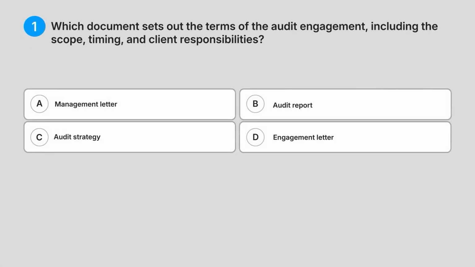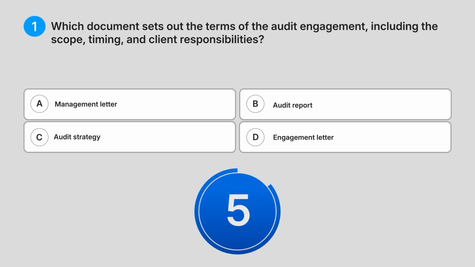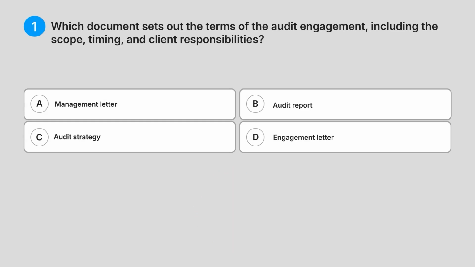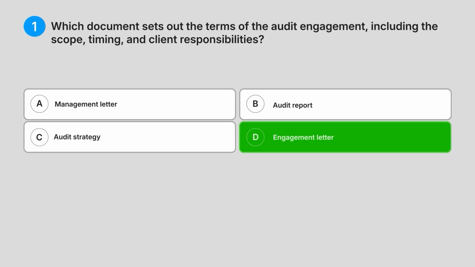1. Which document sets out the terms of the audit engagement, including the scope, timing, and client responsibilities? A. Management letter. B. Audit report. C. Audit strategy. D. Engagement letter. Do you know the answer? Correct answer: D. Engagement letter.